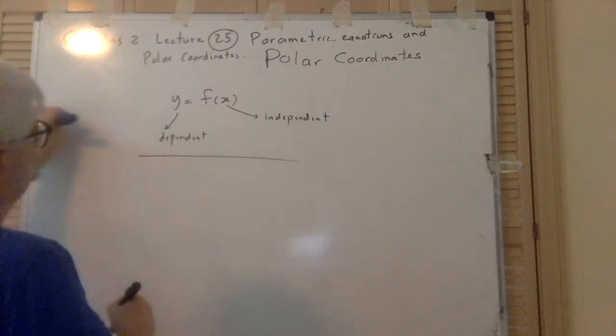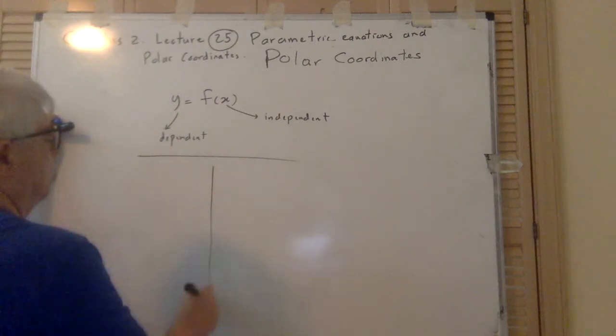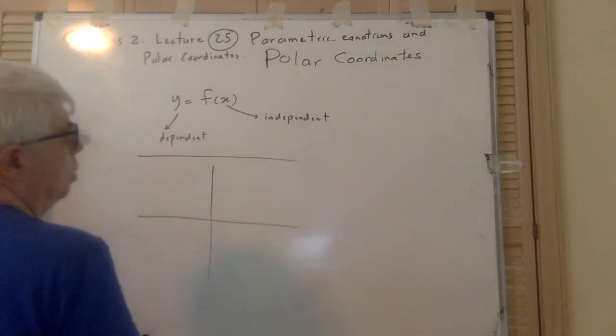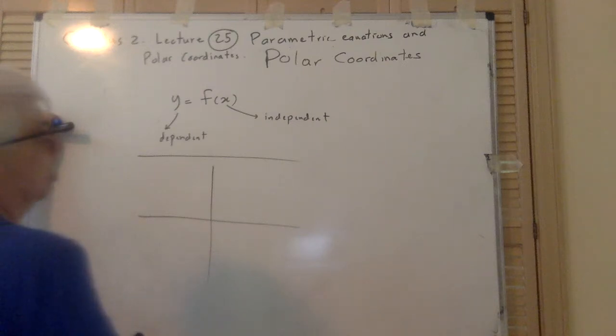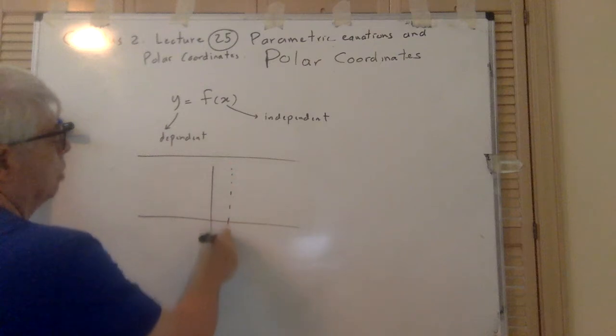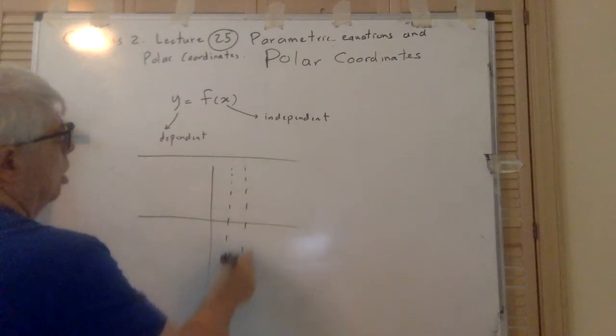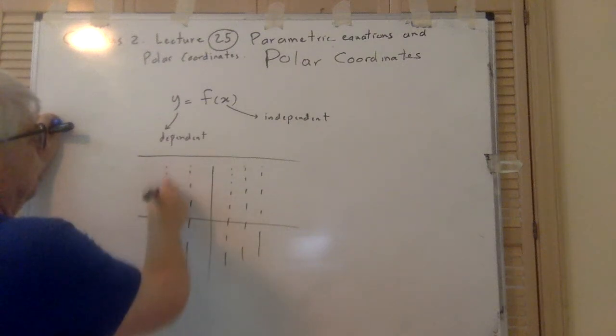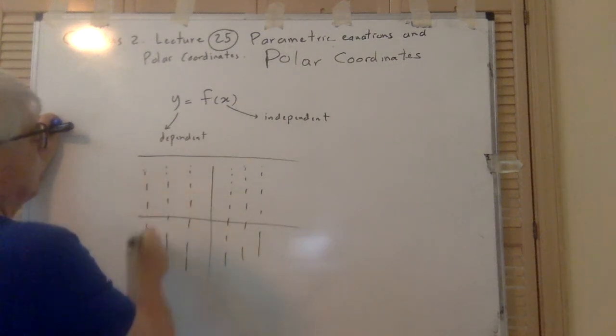Now, when you draw the xy plane, we have something called the constant x and y lines. So what are the constant xy lines? Constant x is these lines, vertical lines. Constant x's are these. So if I draw this, and constant y's are this.